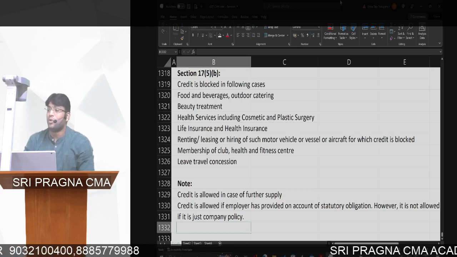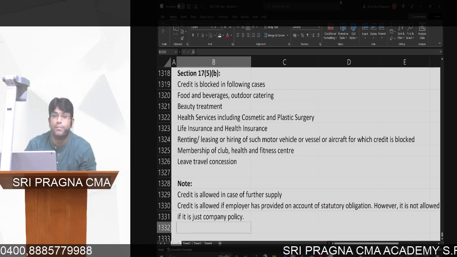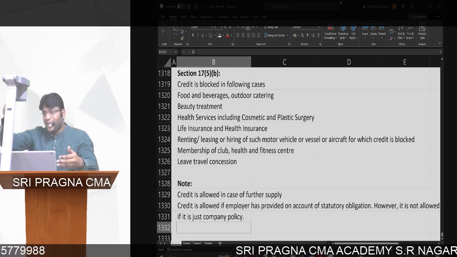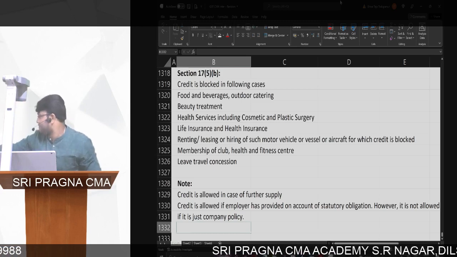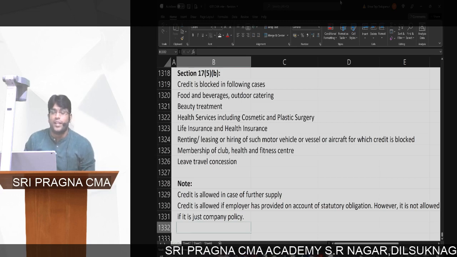Come on, concentrate. So that sweet bill, who will pay? The caterer will pay. Can the caterer take credit of that sweet bill? The answer is yes, because he did not take that sweets for consumption. He has taken those sweets for further supply. Sir, clear, no? Next point.